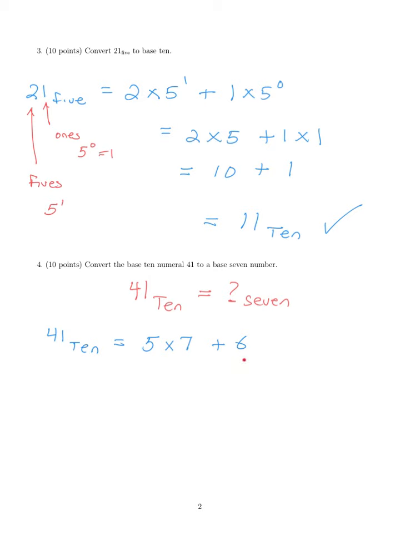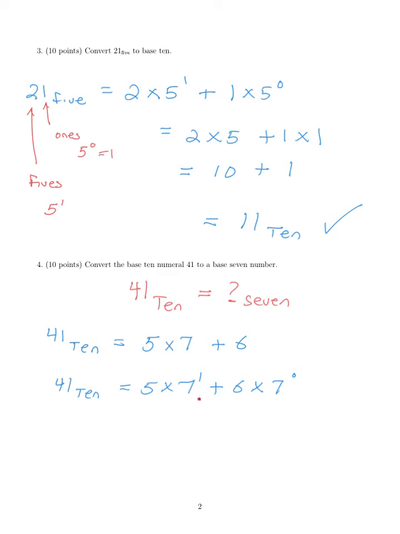Now, how does this actually help me get to a base 7 number? Well, here I have 7, and that's 7 to the first. That means 5 is in the sevens place. Over here, I'm not quite sure what place value this is in, but what I can do is rewrite this all as 41 base 10 is equal to 5 times 7 to the first, the 7s place, plus 6 times 7 to the 0. 7 to the 0 is 1, and that's equal to 6 all by itself.